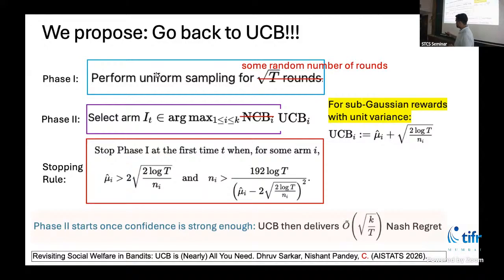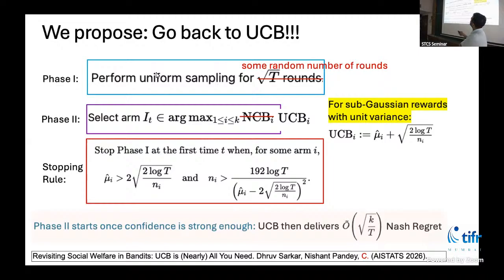The difference is that in the standard UCB algorithm, we do a round robin sampling for K number of rounds, where K is the number of arms. We sample each arm once, and then follow the rule.